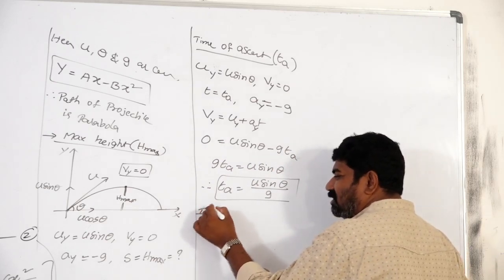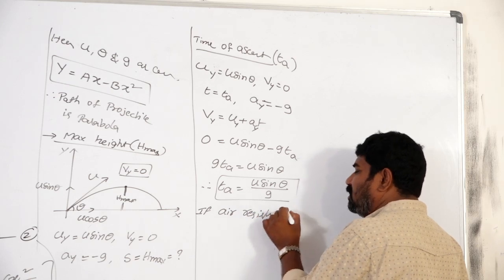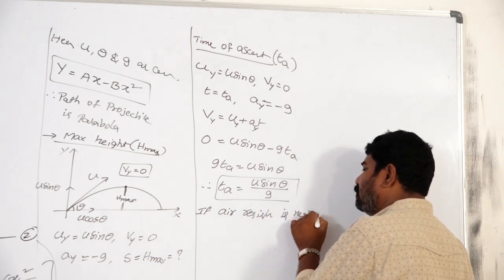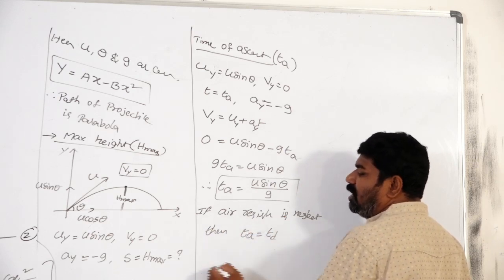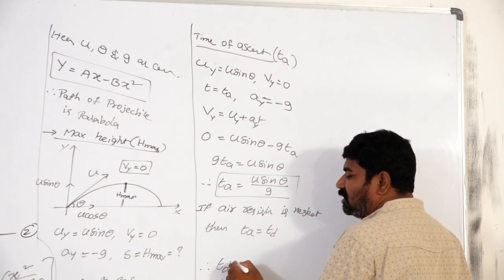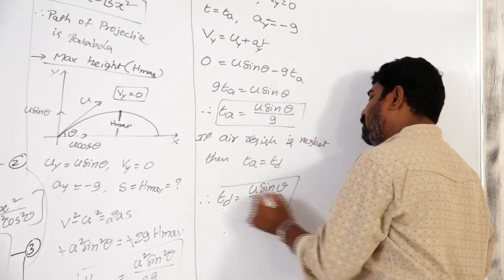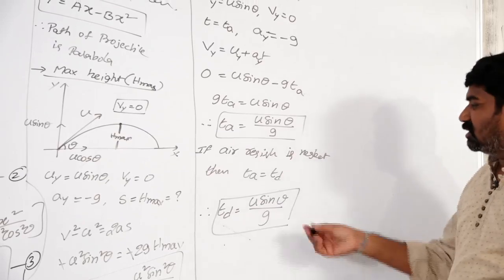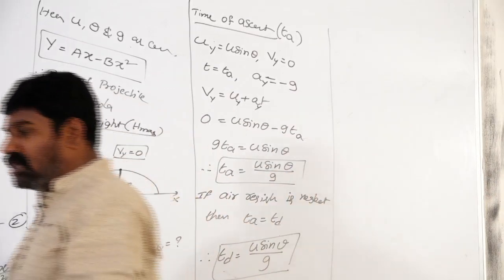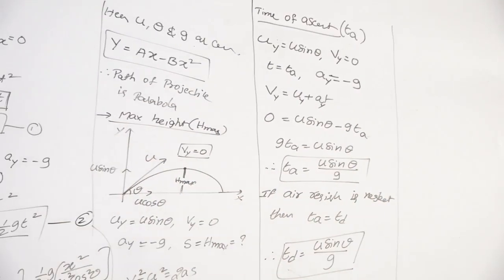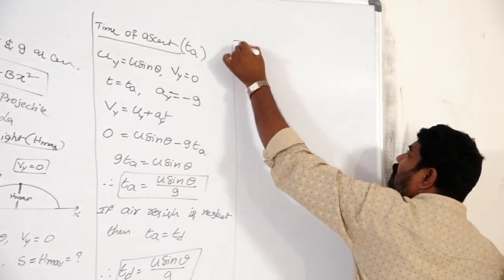If air resistance is neglected, then time of ascent is equal to the time of descent. Therefore, time of descent is also u sin θ / g. Time of ascent is equal to time of descent, that is u sin θ / g. So, this is about the time of descent.